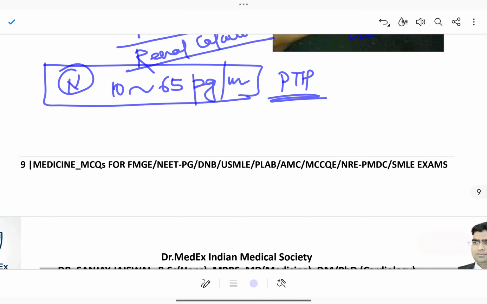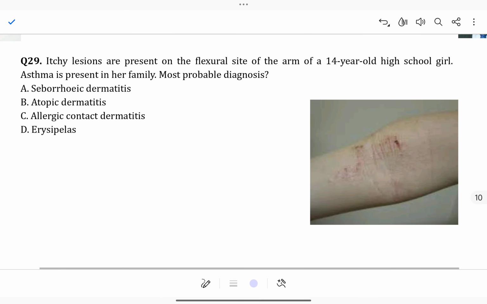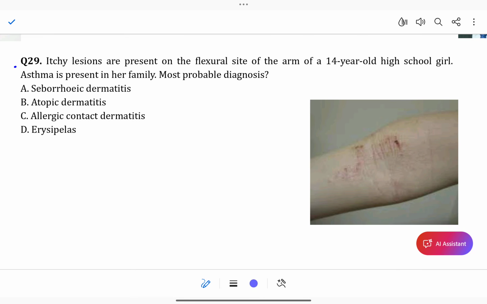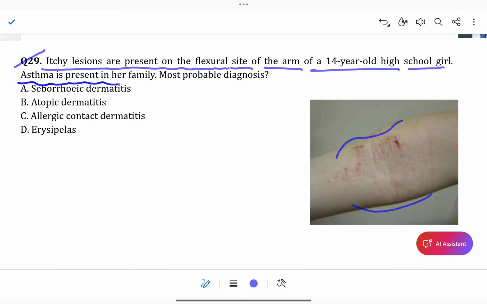Come to the next question. Question number 29, a very easy question. Itchy lesions are present on the flexural sides of the arm of a 14-year-old high school girl. Asthma is present in her family history, so asthma is positive in family history.